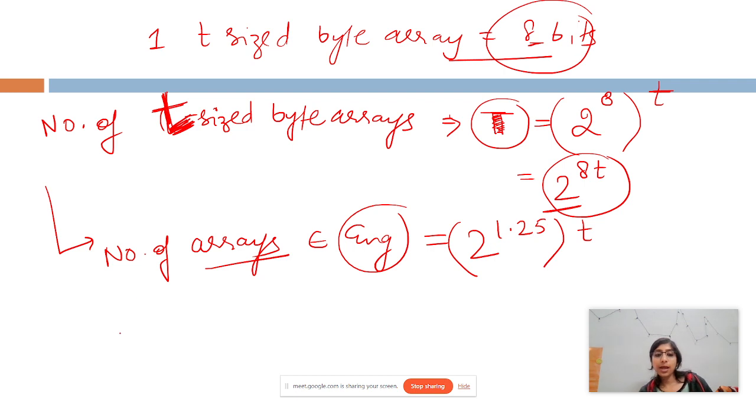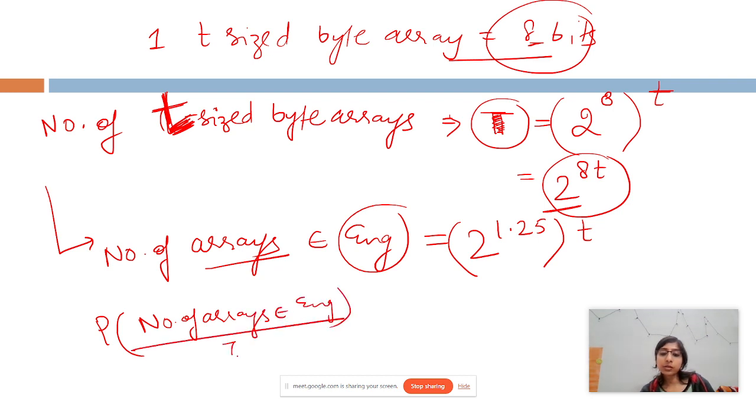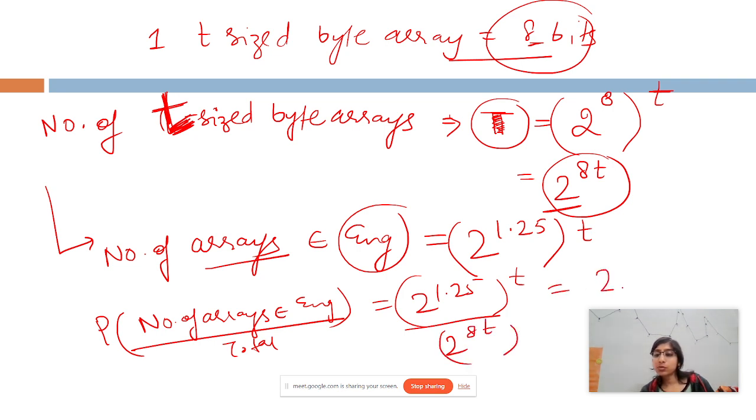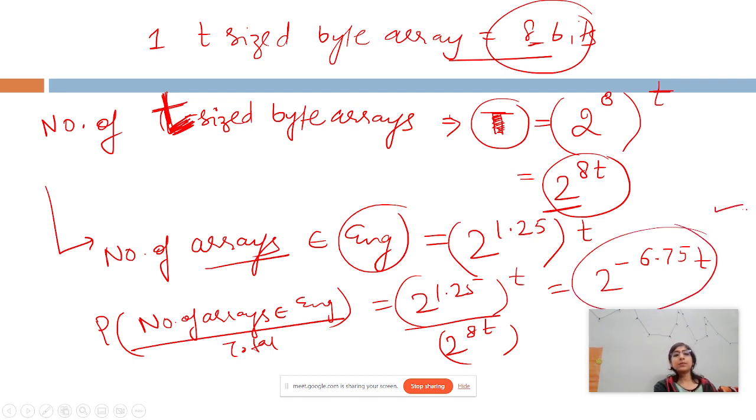To the power t. And now I want to calculate the number of arrays that belong to English upon total. So that will be 2 to the power 1.25t over 2 to the power 8t, that is equal to 2 to the power minus 6.75t. This is the answer here.